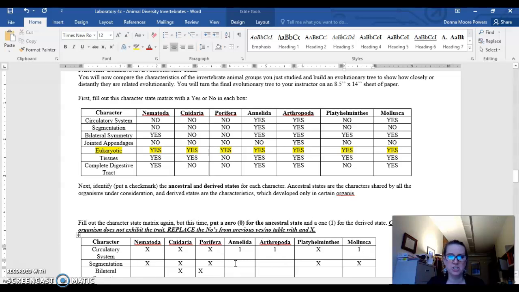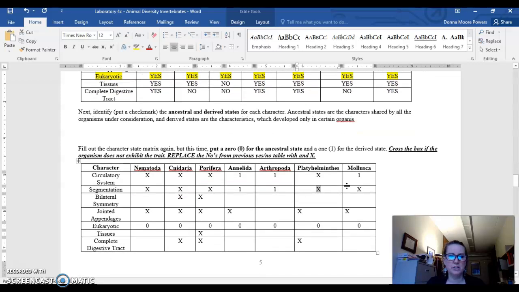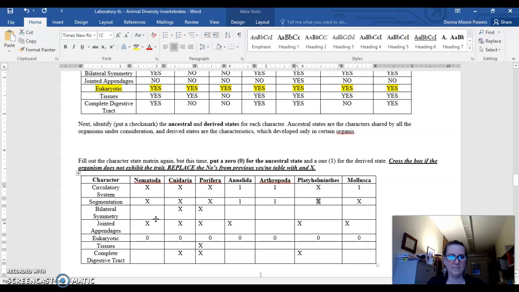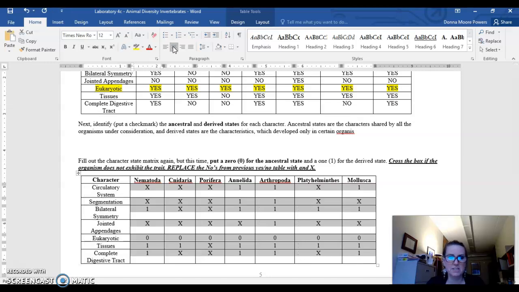For the character segmentation, again, we have a yes for Annelida, we have a yes for Arthropoda, and that's it. For bilateral symmetry, we have a yes for Nematoda, a yes for Annelida, Arthropoda, Platyhelminthes, and Mollusca. Jointed appendages, only one of these groups exhibited jointed appendages. Then we have our tissues. And complete digestive tract. Now I like this to look neat, so I'm going to center all of these cells.